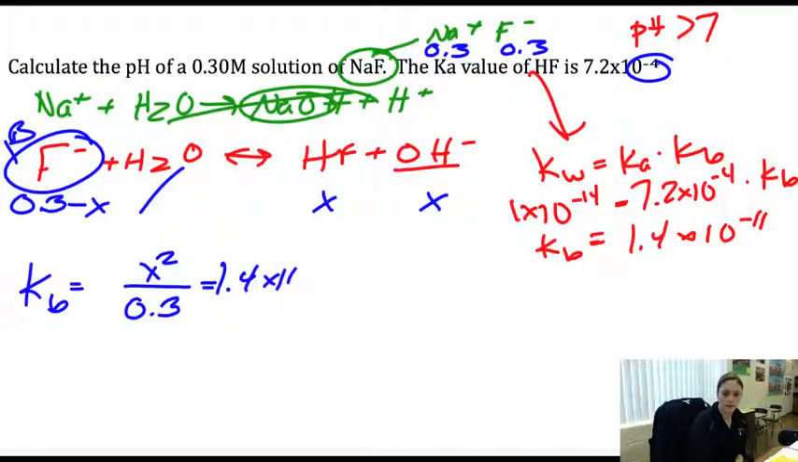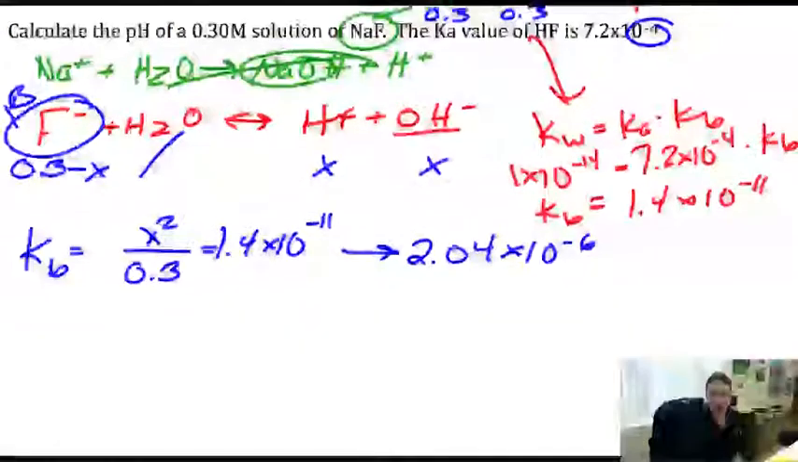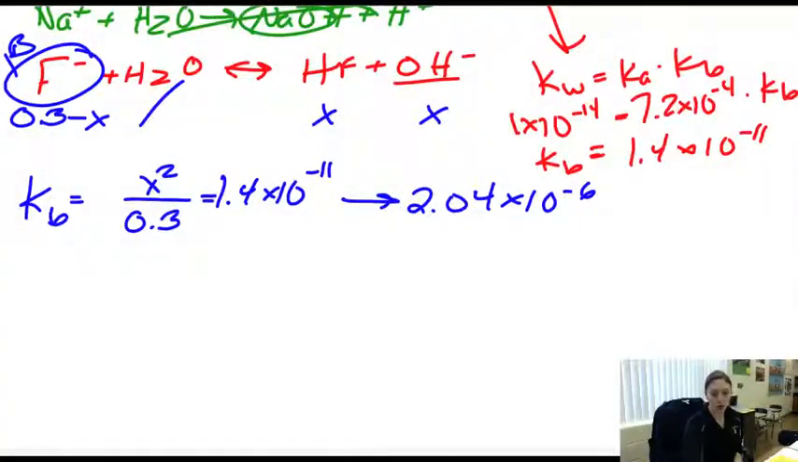And I'm going to get an X value of 2.04 times 10 to the negative 6. Well, that's all great, but that's not my answer. X here tells us how much it is shifting by. When it shifts to the right, we are not forming H plus, we are forming OH minus. So this right here is my OH minus concentration.